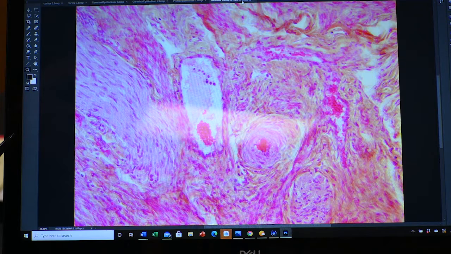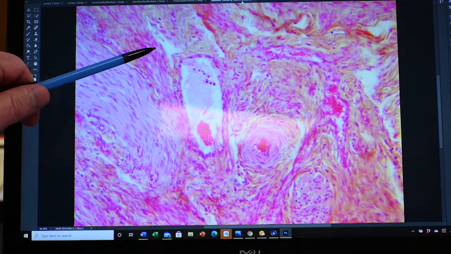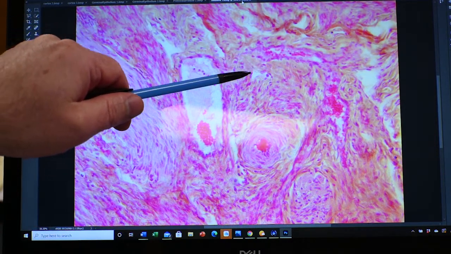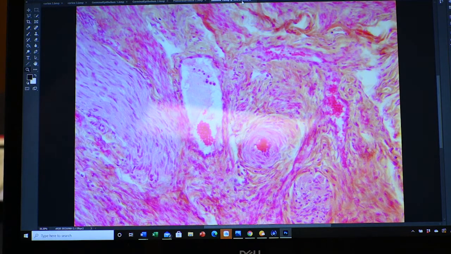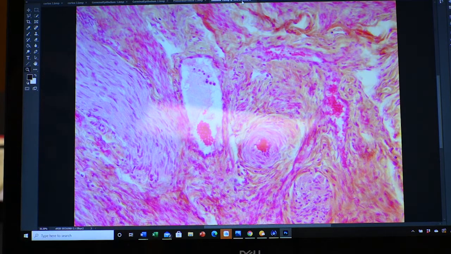And here's a view in the medulla of the ovary. We have a nerve here, we've got a nerve down here, there's an artery, here's a vein, lots of collagen, that more reddish orange color in there is all collagen. So there's connective tissue, nerves, arteries, veins in the medulla of the ovary.